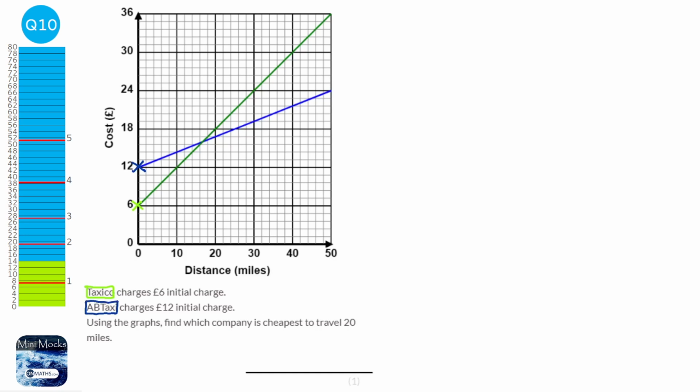Now it says which is the cheapest to travel 20 miles. So what we're going to do is go to 20 and draw a line up from 20. You can see that the blue line is actually lower than the green line. Okay, it's cheaper. So the blue line is cheaper, and the blue line is owned by AB Taxi.